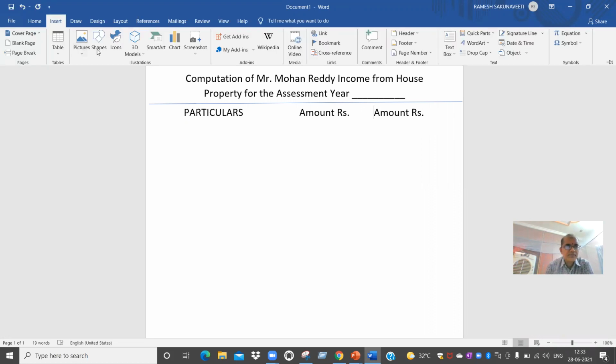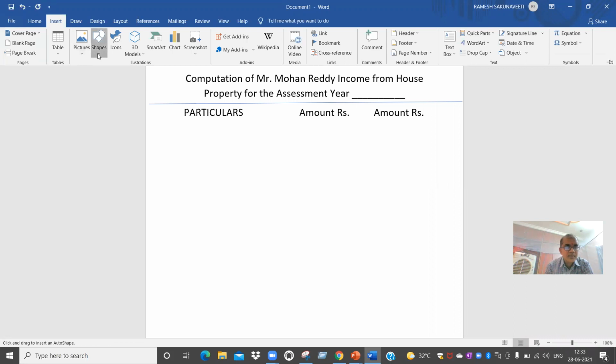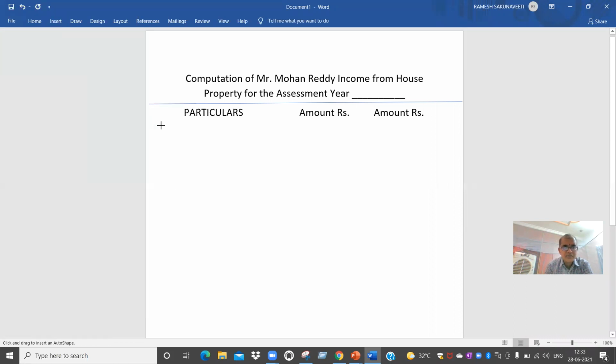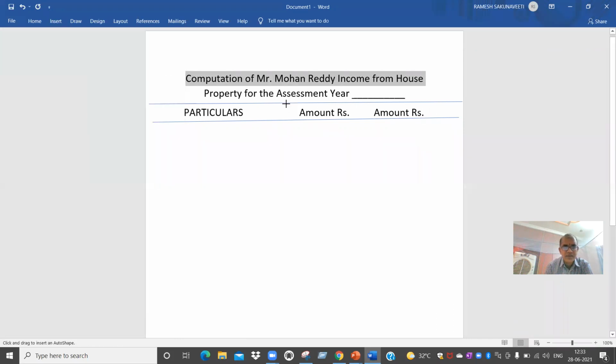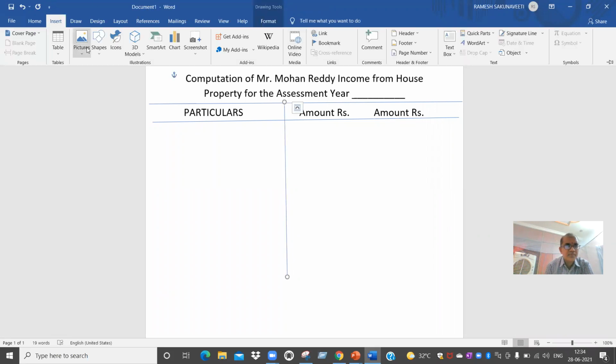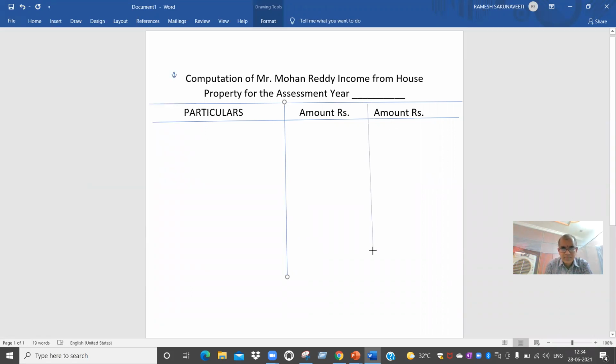Now next. Again, draw another line also. Okay. Now next. You have to draw lines like this. Particulars. Okay. Then again, for inner and outer columns also, another line. Okay. First of all, what is the first thing that you have to do?